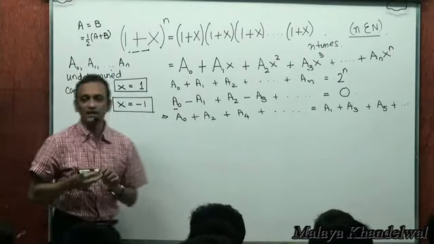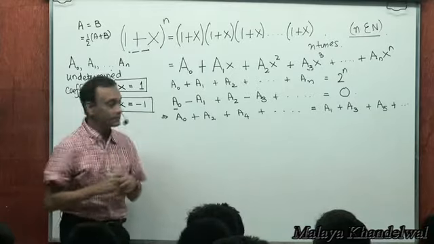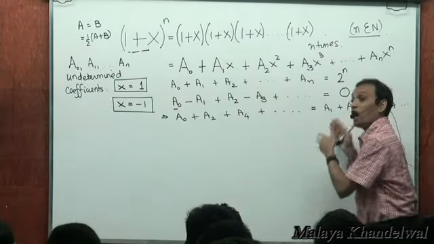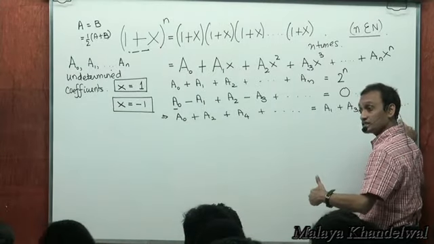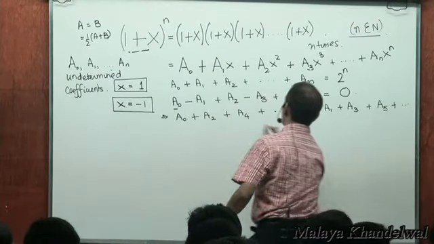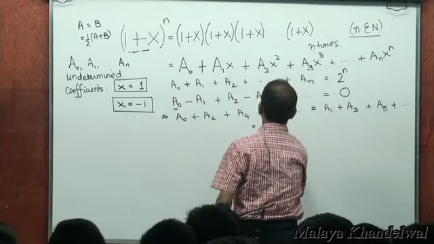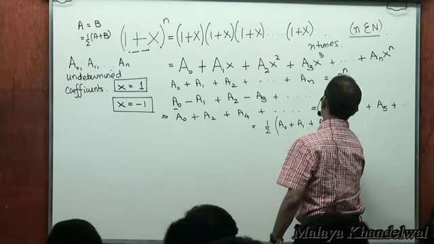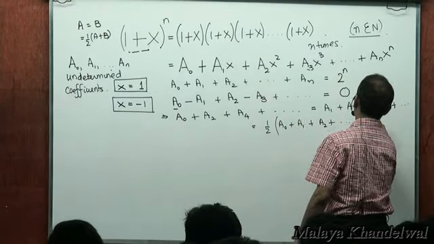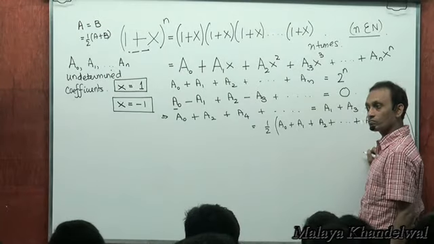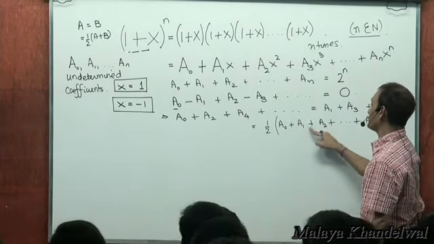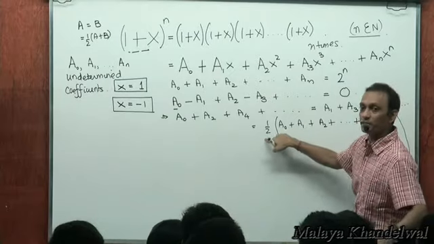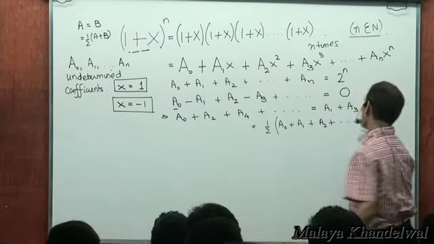If A equals B, then each will be half their sum, right? So if this equals this, then each will be half this plus this. That means each will be equal to half of a0 plus a1 plus a2 plus up to an, right? But a0 plus a1 plus a2 plus up to an is actually 2 to the power n. So 2 to the power n divided by 2 makes it 2 to the power n minus 1.